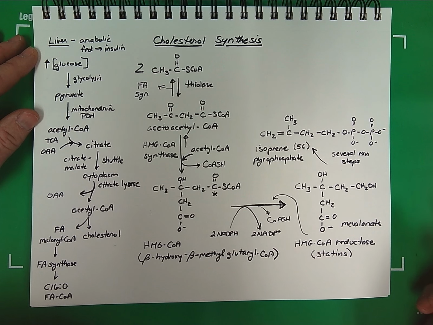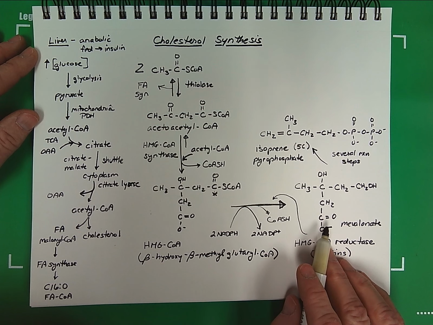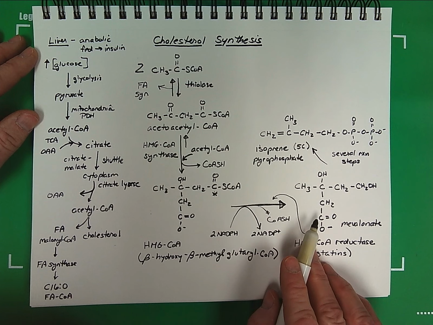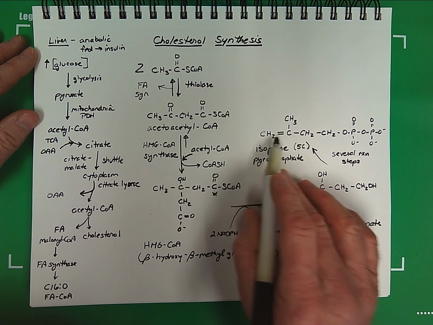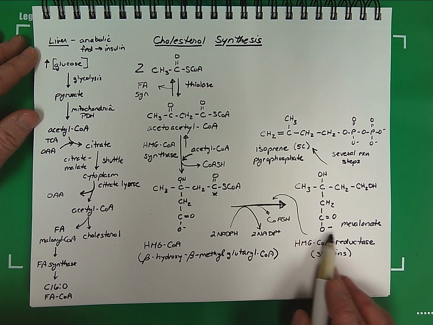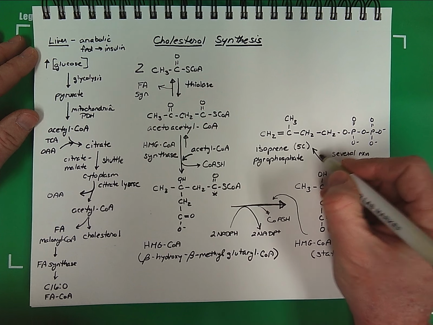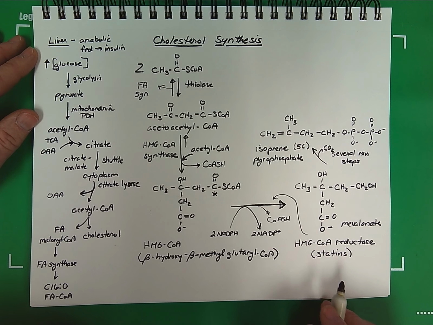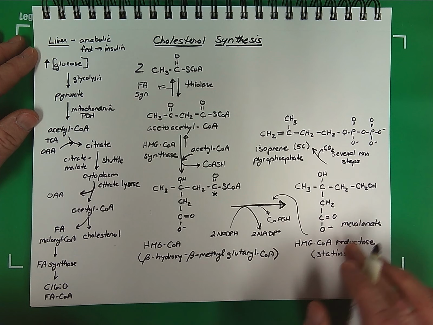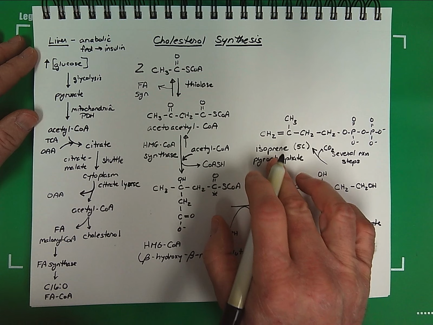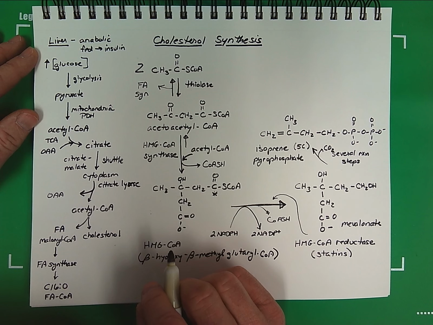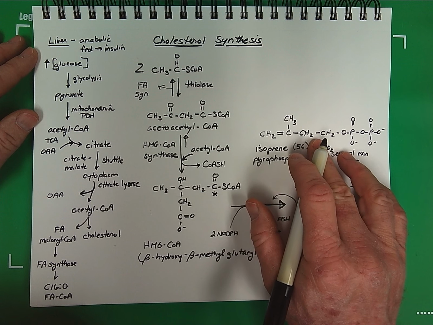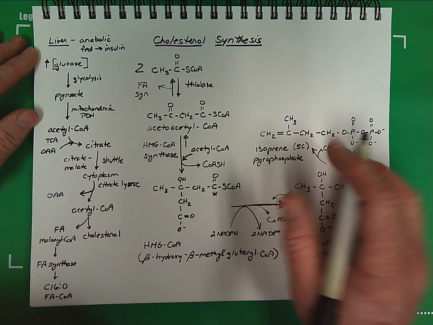These reactions will include oxidative reactions. Notice the double bond that's introduced. We are going to lose a carbon, so there's going to be a CO2 released right here. And so there are several steps to convert mevalonate into isoprene pyrophosphate. The important thing is to recognize that isoprene pyrophosphate is an intermediate.